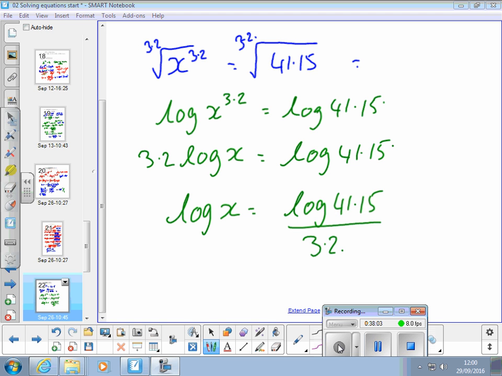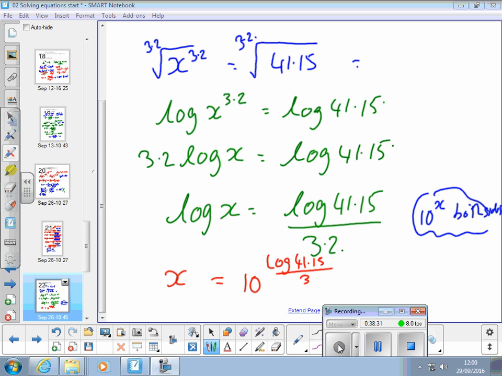And what's the inverse of the log function? So we're going to do 10 to the power of both sides. So that would make this side x is equal to 10 to the power of log 41.15 over 3.2. 10 to the power of all that gives you the answer. Other bigger problems you might not be able to do that way. 3.195, yeah.